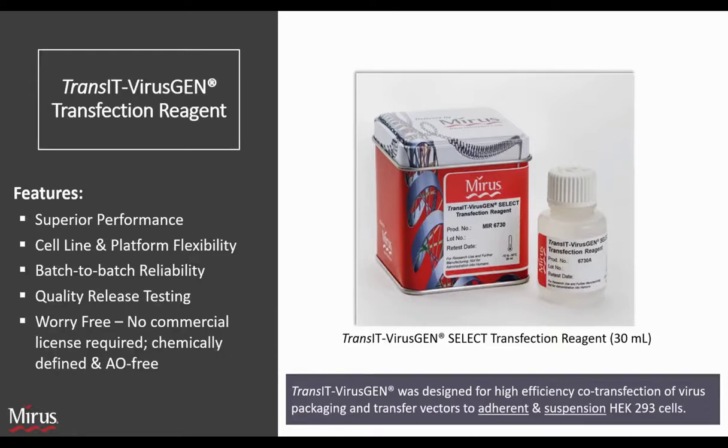The features of our Transit Virusgen formulation include superior performance, cell line and platform flexibility, batch-to-batch reliability, and in addition to a functional QC, Virusgen Select, which is shown here, includes release testing and quality documentation to streamline the process of raw material qualification to ensure a seamless transition from discovery through large-scale manufacturing. Transit Virusgen is chemically defined and animal origin-free, and there is no commercial license required for R&D or manufacturing use.